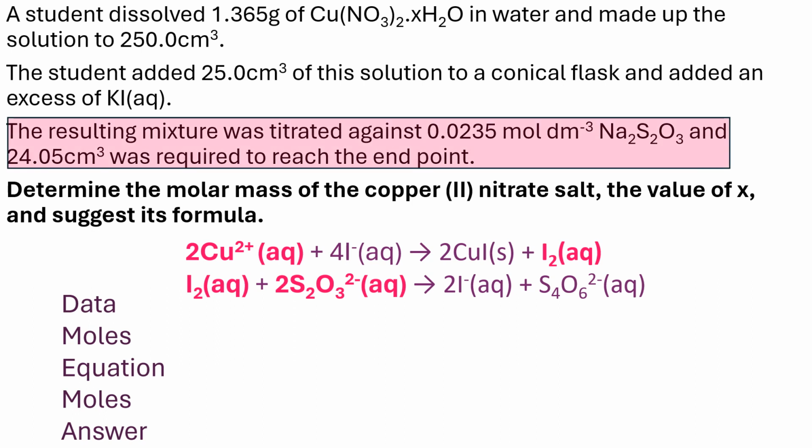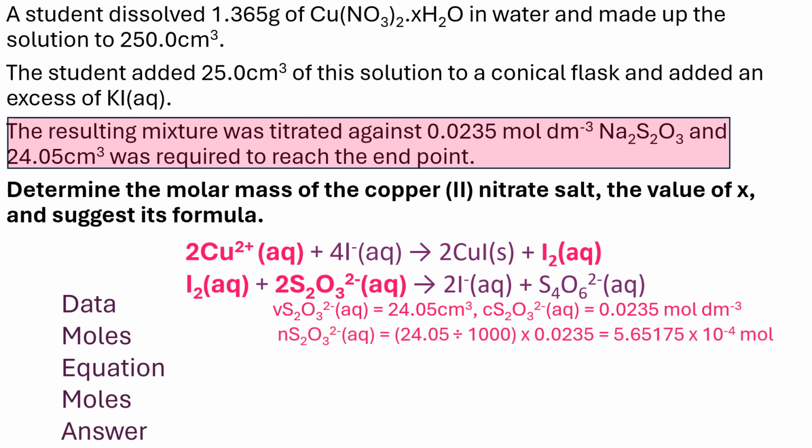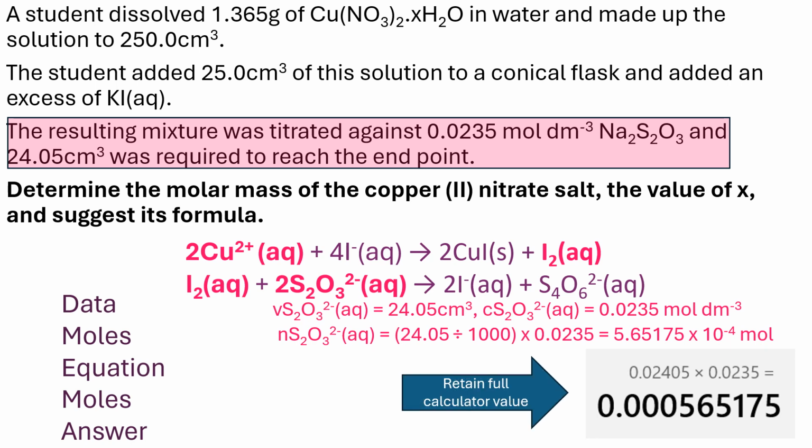So then it says the resulting mixture is titrated. We've talked about that already, but we're going to use those values, because that concentration and that volume can be used to work out the moles of thiosulfate, which in this case is 5.65175 times 10 to the minus 4 moles. So just make sure that you keep your calculator value all the way through.